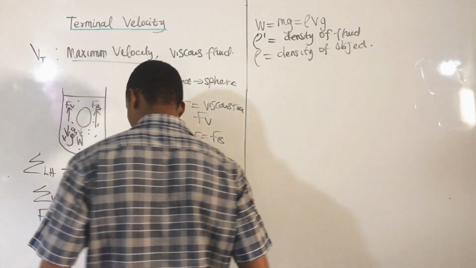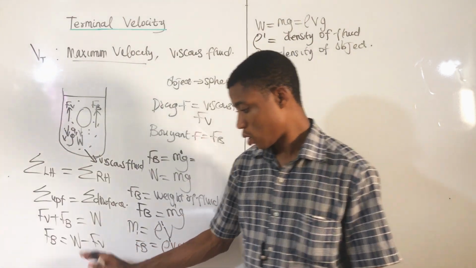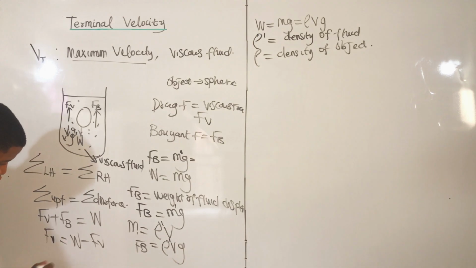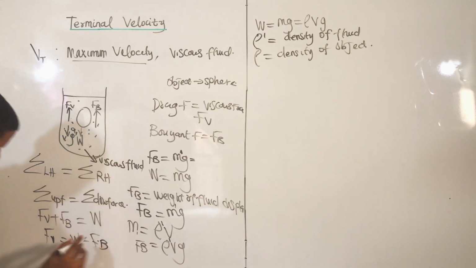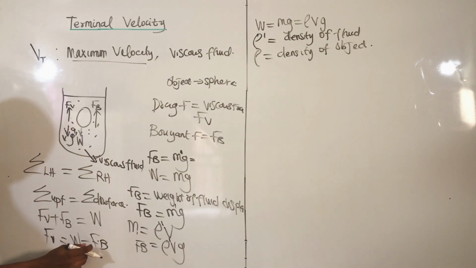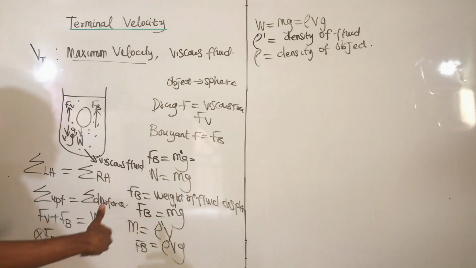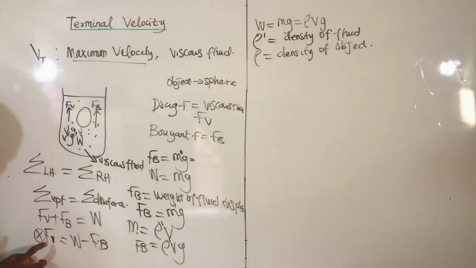Now, of course, we're going to substitute those values into our equation. For now, let's make the viscous force the subject of the formula. So you have the viscous force is equal to the weight minus FB. It's very important we leave it this way because we're going to substitute what the weight and the buoyant force are. That's why we're expressing them in terms of the density and the volume.